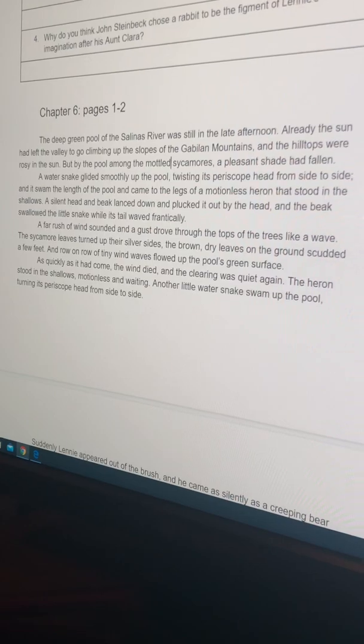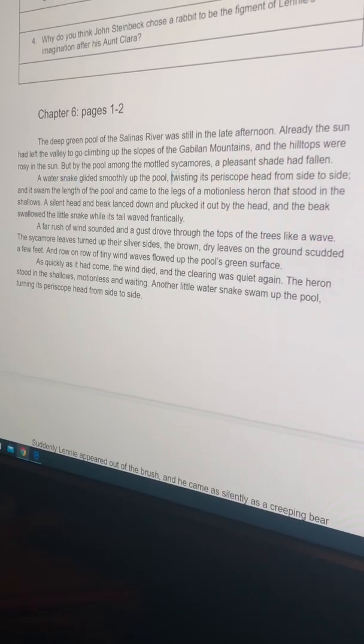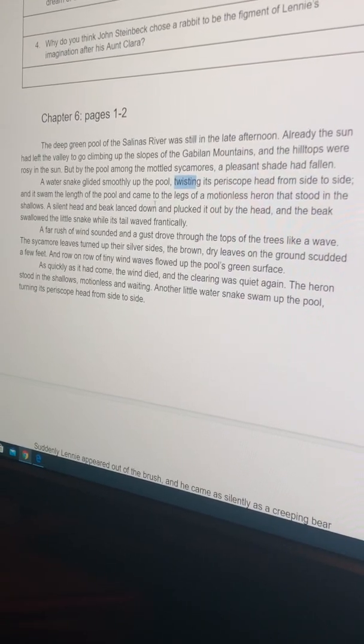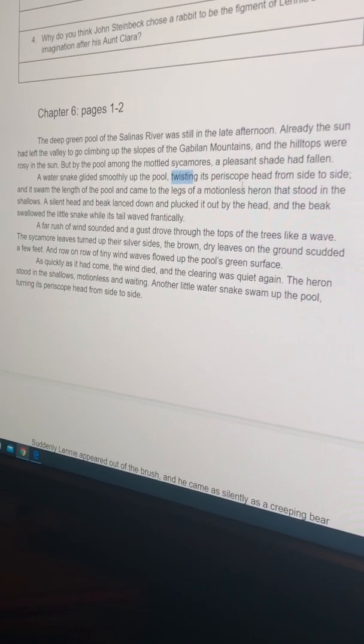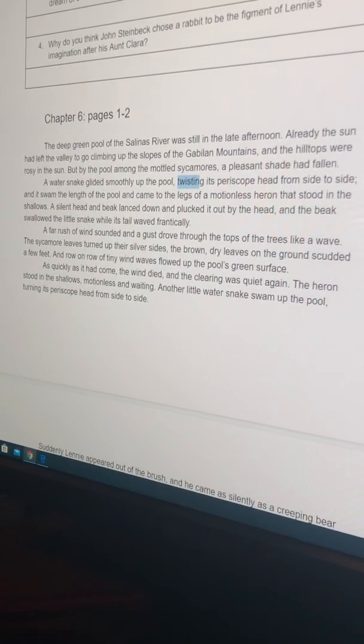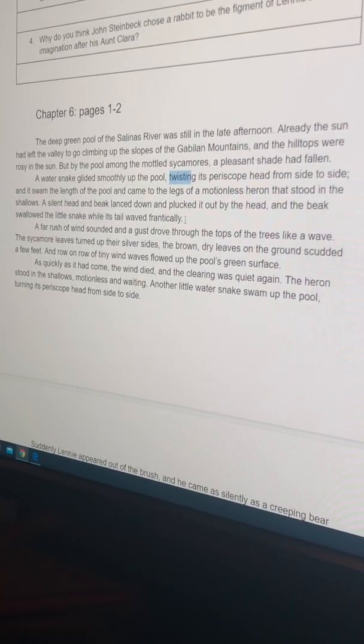A pleasant shade has fallen. A water snake glided smoothly up the pool, twisting its periscope head from side to side, and it swam the length of the pool and came to the legs of a motionless heron that stood in the shallows. A silent head and beak lanced down and plucked it out by the head, and the beak swallowed the little snake while its tail waved frantically.